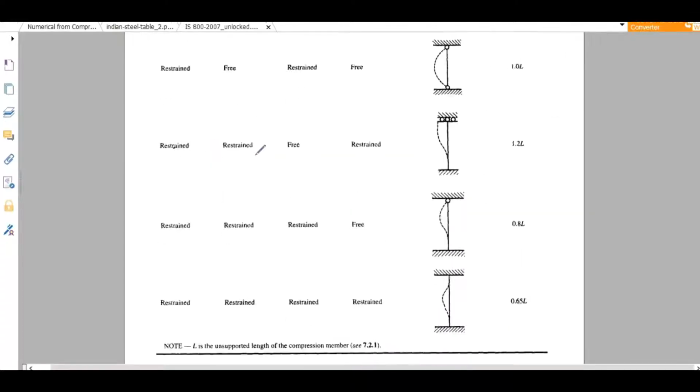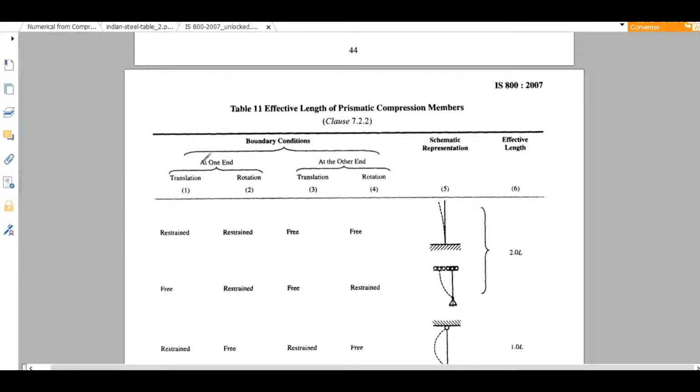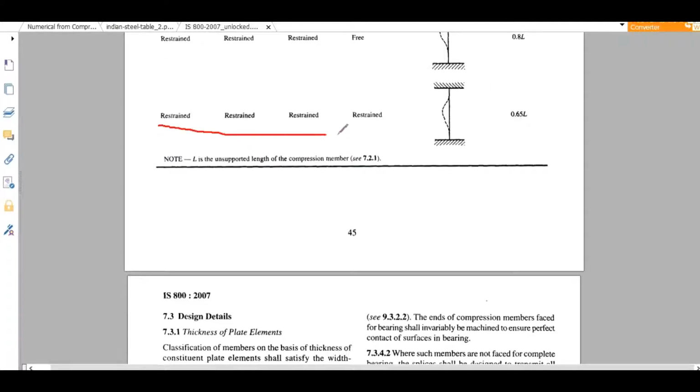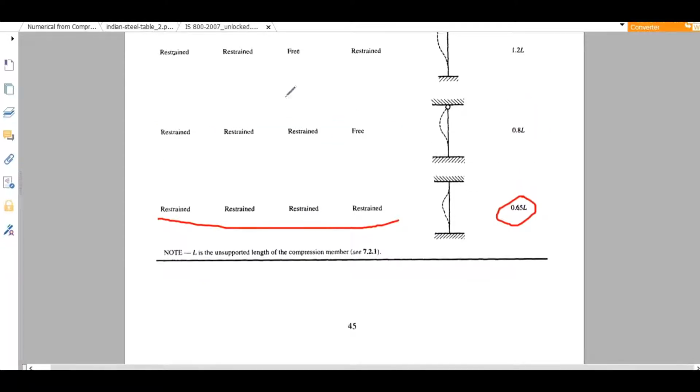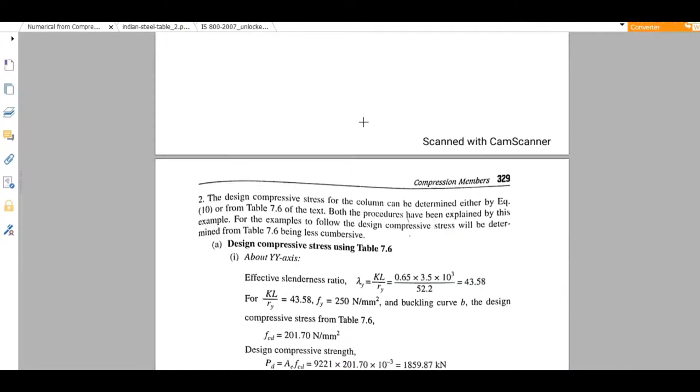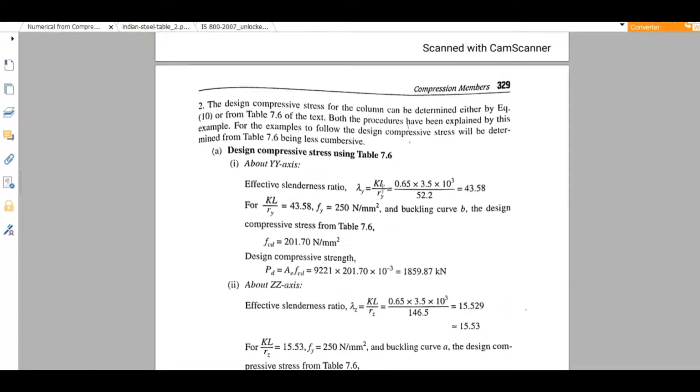That means everything is restrained. After that you can see in this table, it is for one end and for the other end: translation, rotation, translation, rotation. Here everything is restrained, that means we have to select this one. For this case it is 0.65 L, so this k is equal to 0.65. Then the length is equal to 3.5 meters, which is converted to millimeters, and this radius of gyration is also in millimeters. It is 43.58. The steel grade is Fe410, and the yield strength is equal to 250 Newton per millimeter square.